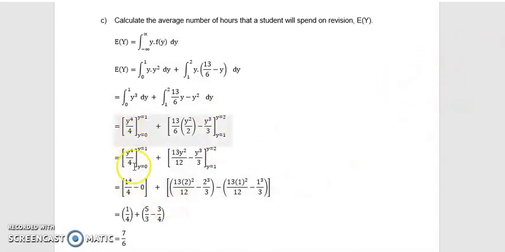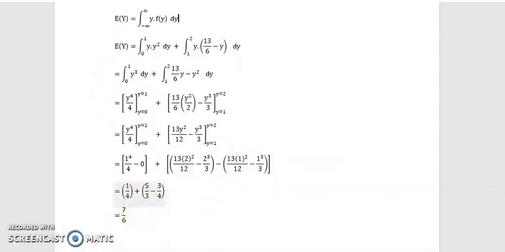Again, you rewrite, and if you simplify this part, we can write it as 13 y squared over 12, minus y to the power of 3 over 3. Next step, as usual, substitute the lower and upper limits into the respective functions. When you substitute and calculate, expected of y, we will get 7 over 6. I hope there is no problem on how to find the expected of y. You just need to apply the integration concept.